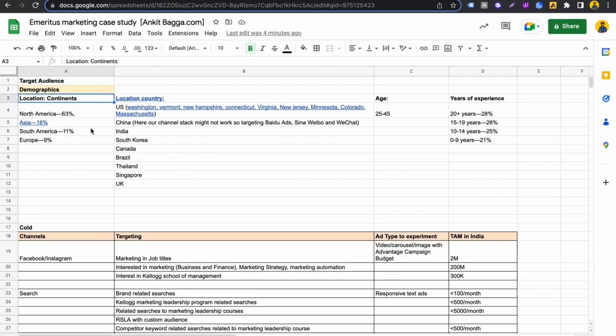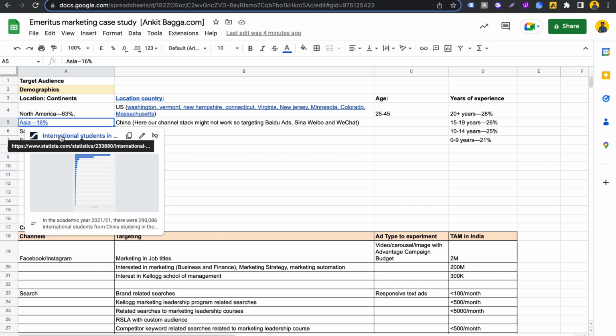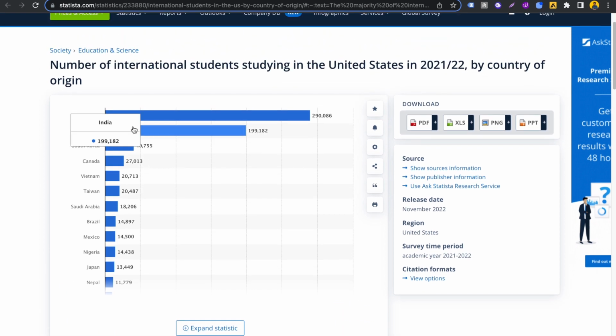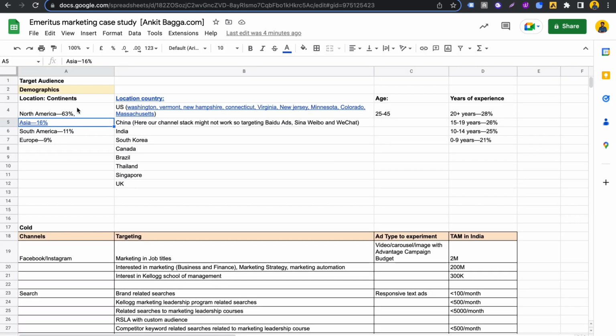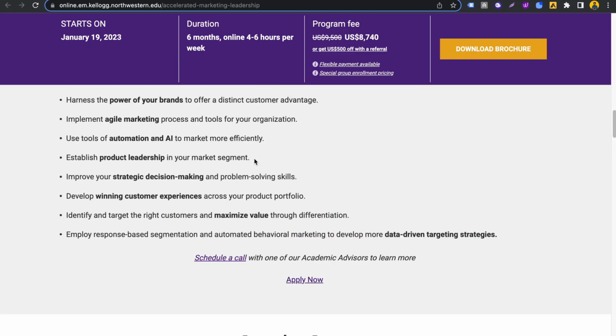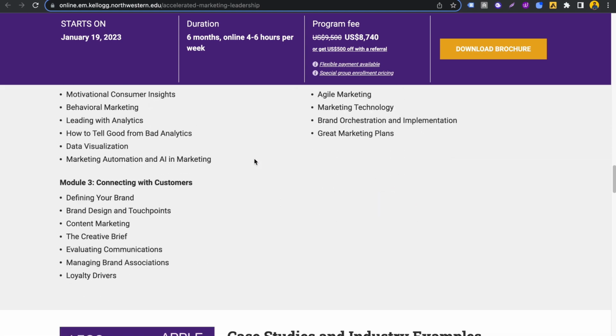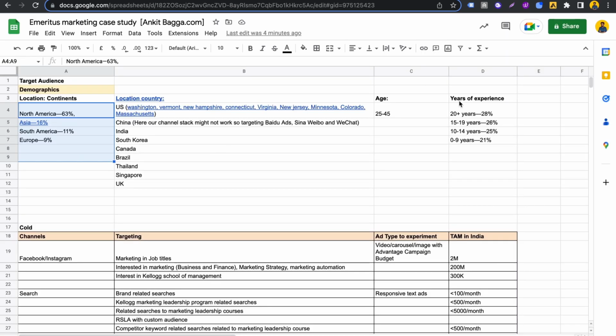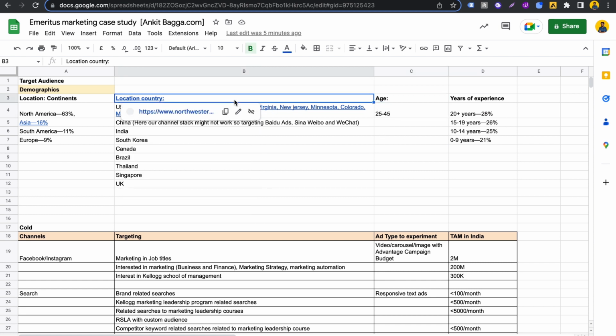Target audience. In terms of the continents, I had a look at the international student segment for Kellogg's. You would find that these are the countries that people send their students from. In terms of continents, you would find that here. These are the major continents that people come from when they are coming to the school. In terms of experience, you would find it here. I've just copy pasted that. Nothing too complicated. In terms of age, 25 to 45 I feel is the right age to target.